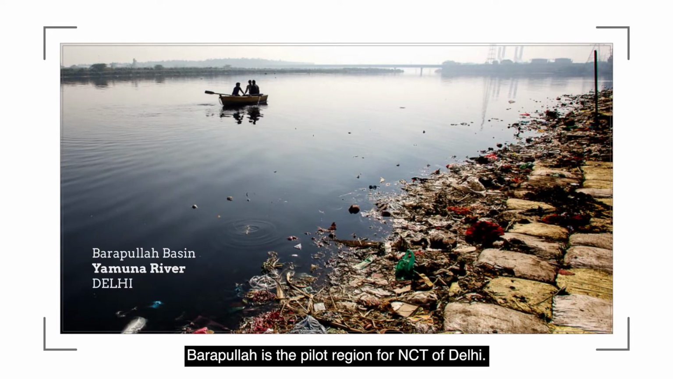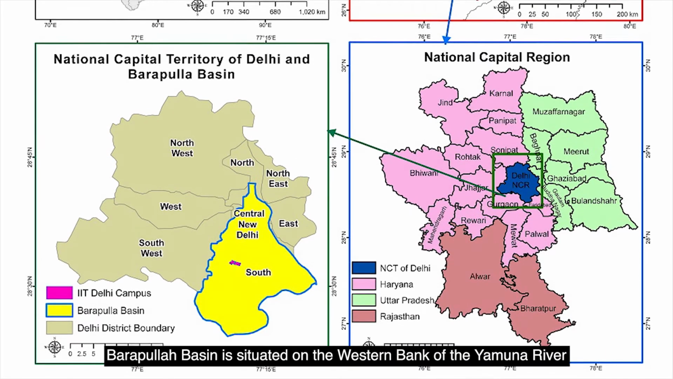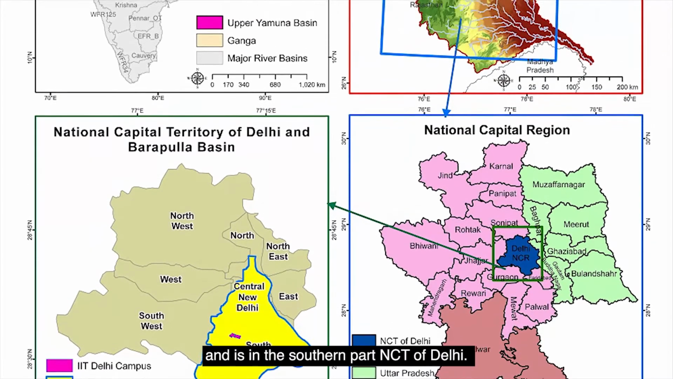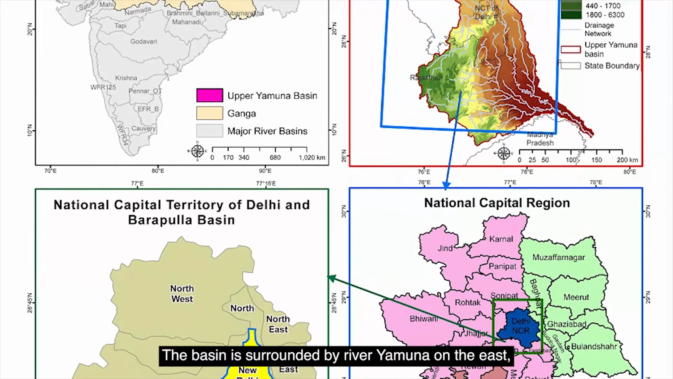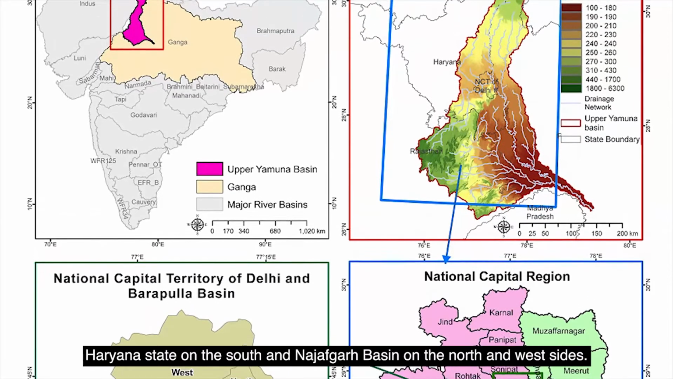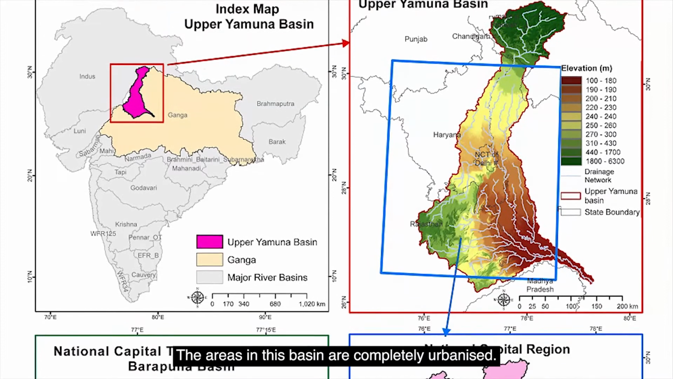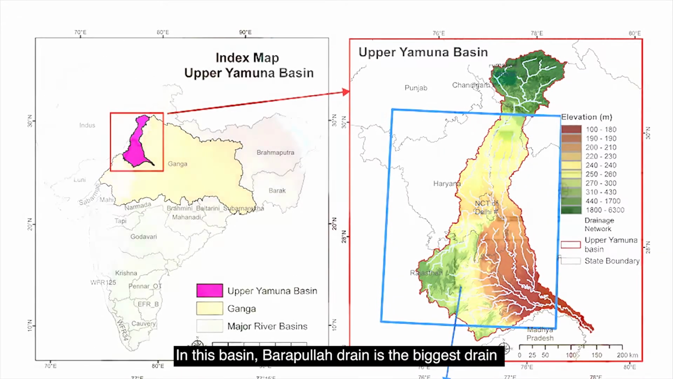Barapullah is the pilot region for NCT of Delhi. Barapullah Basin is situated on the western bank of the Yamuna River and is on the southern part of NCT of Delhi. The basin is surrounded by River Yamuna on the east, Haryana state on the south, and Najafgarh Basin on the north and west sides.